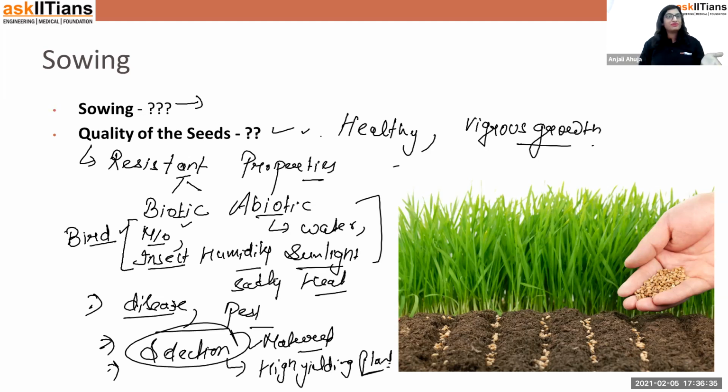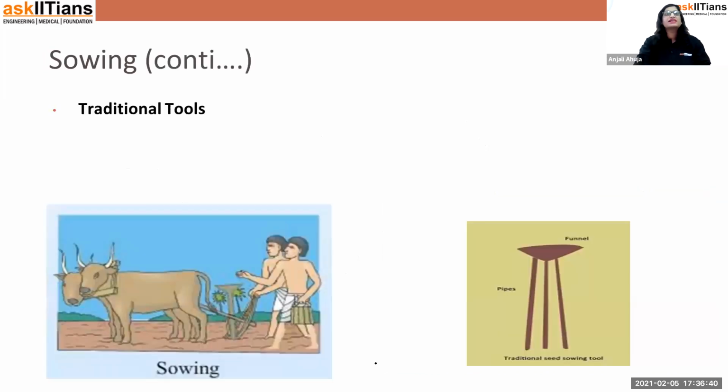Now, guys, we are done with this point. Let's move forward and talk about how sowing of seed is done. So let's talk about methods. In any technique, I have always been telling you that there are always two methods: one is the modern method, one is the traditional method. So first, the traditional tool.